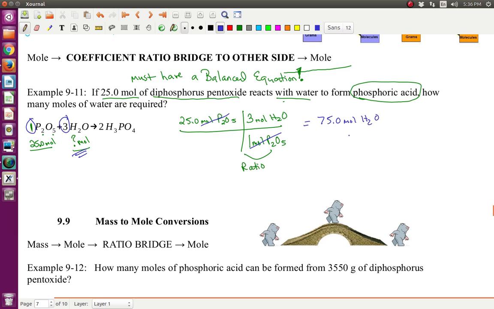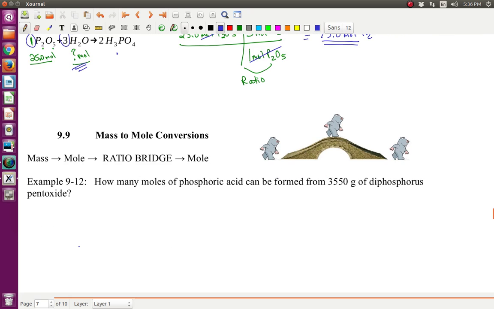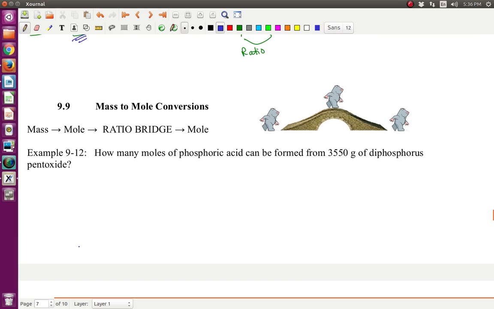In other words, if I'm going to have 25 moles of diphosphorus pentoxide, I need 75 moles of water to use it all up to create the phosphoric acid. Okay, that's using the mole ratio bridge. And you'll have a lot of questions like that. All right, the next portion is mass to mole conversions. And notice this right here is the ratio bridge that these little guys are walking across. And the moles can walk in this direction, or the moles can walk in this direction across the bridge, the ratio bridge. So let's do this next question.